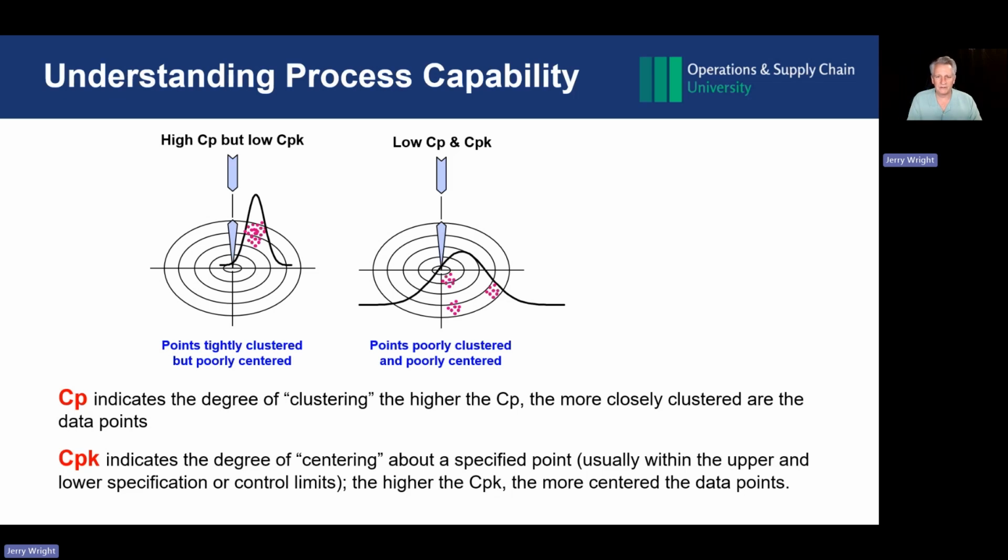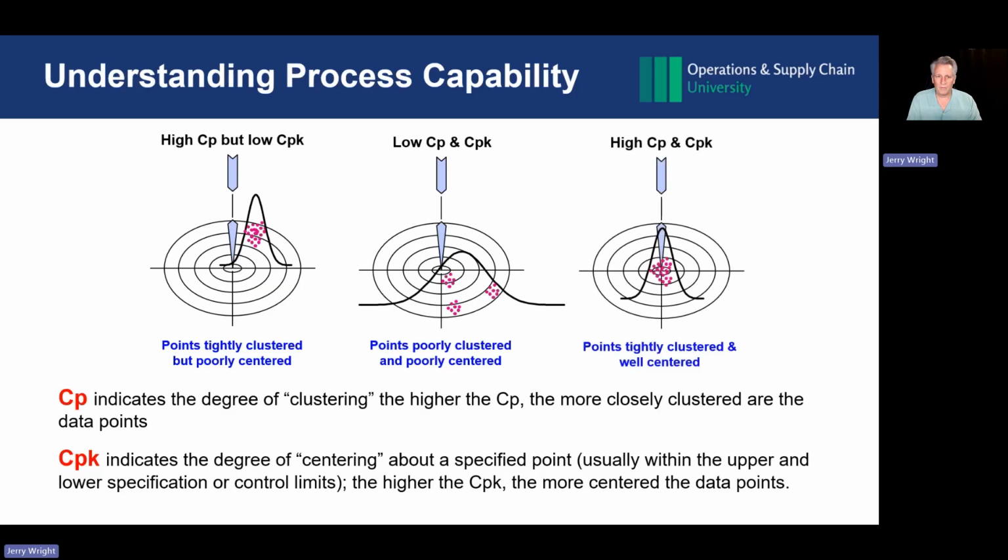I have a much greater distribution, a lower sigma level than that. Now here's what I want. I want that tight clustering, but I want to be hitting the target. So I want what I had towards the very first target example, but I want everything centered and clustered. That's really what we're aiming for in process capability.